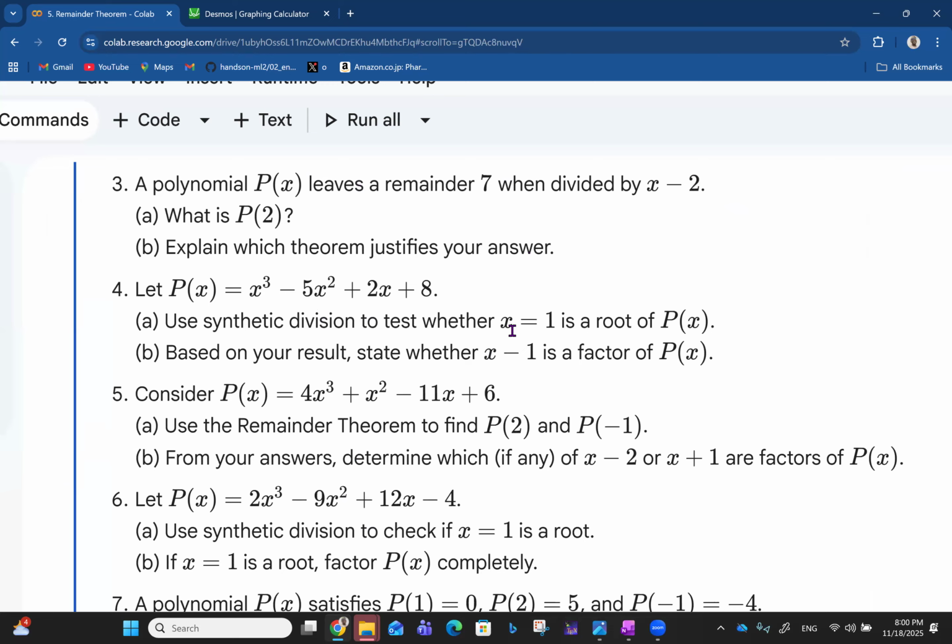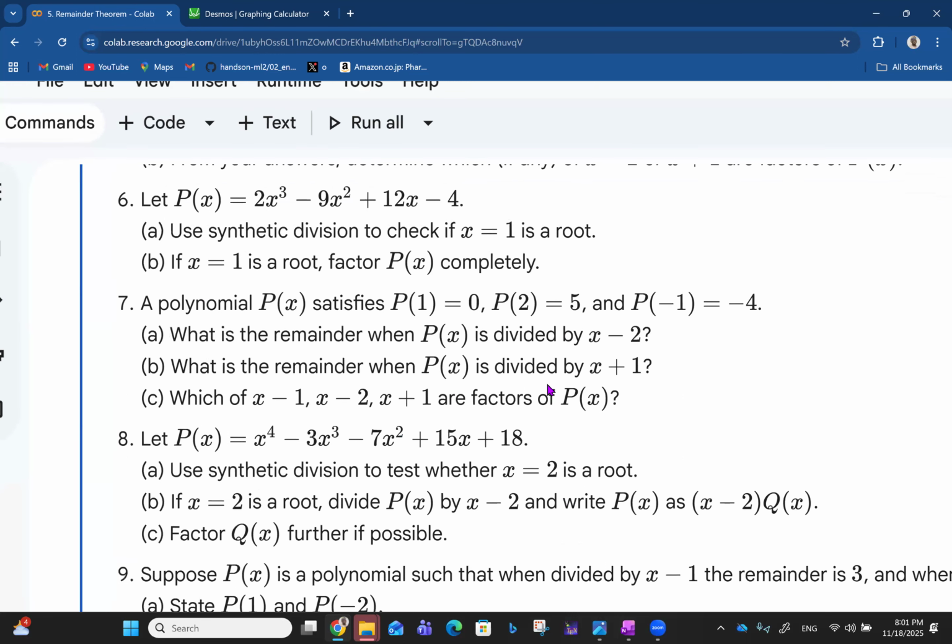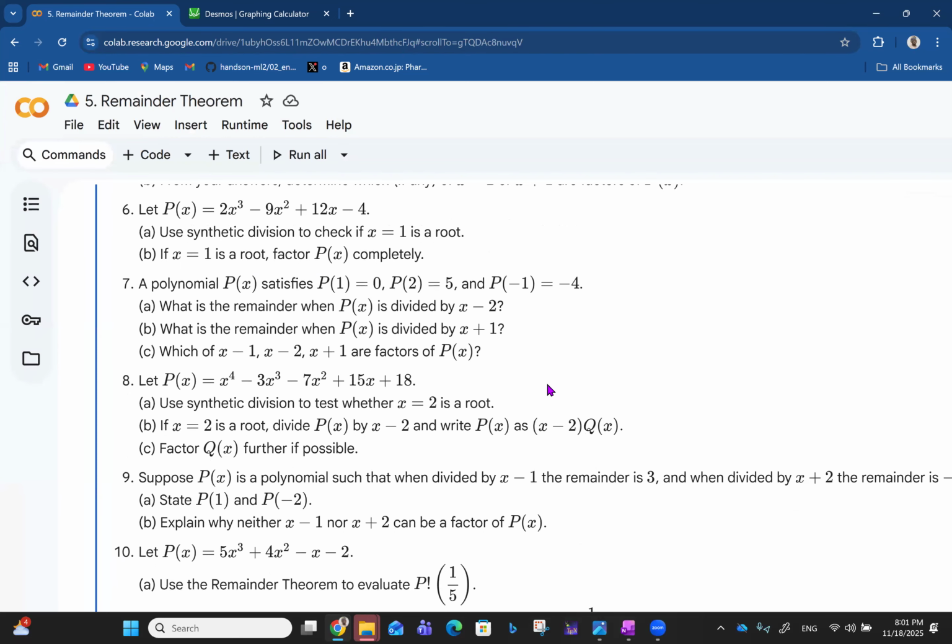Let p of x be this expression. Use synthetic division to test whether x equals 1 is a root of p of x. Based on your results, state whether x minus 1 is a factor. Of course, if x equals 1 is a root, then that means x minus 1 is a factor. Then consider this. Use the remainder theorem. From your answer, determine which, if any, of x minus 2, x plus 1 are factors. You can try this out. Then question 6: let p of x be this. Use synthetic division. If x equals 1 is a root, factor p of x completely. In the next video, we're going to do all this factoring completely as we get there.